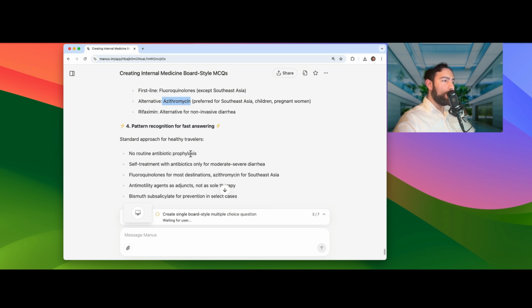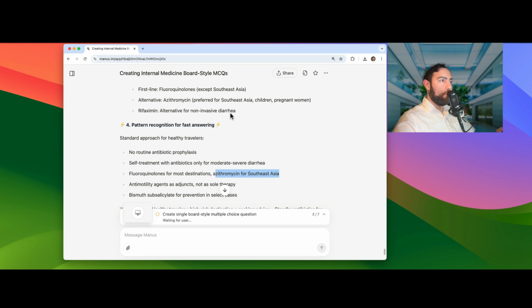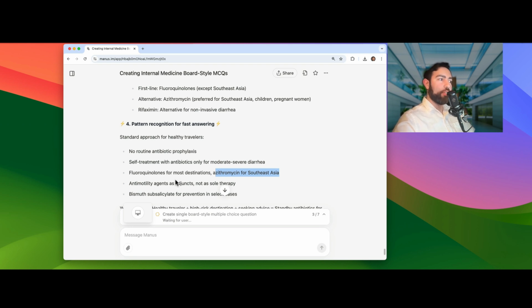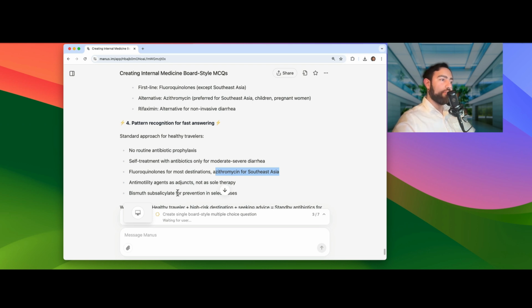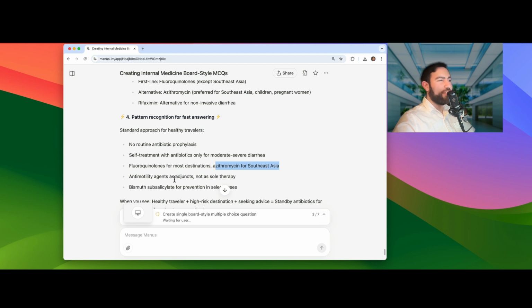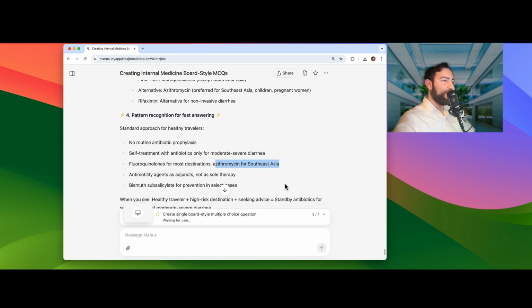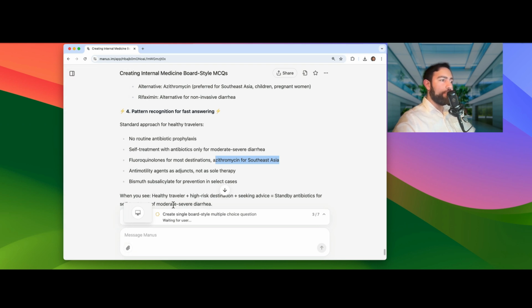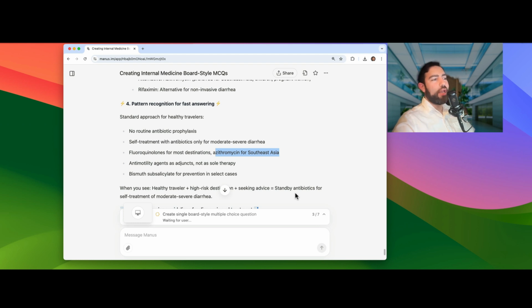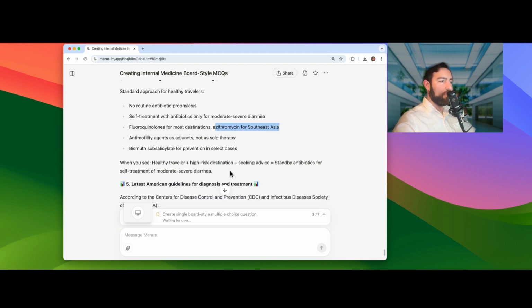And so the standard approach for a healthy traveler: no routine antibiotics for prophylaxis, self-treatment with antibiotics only for moderate to severe, fluoroquinolones for most destinations, azithro specifically for Southeast Asia, children, and pregnant women, antimotility agents as adjuncts but not as sole therapy, and do not use in severe diarrhea, blood, or any red flags with the diarrhea, which can actually cause the toxins to be retained and increase the risk of worsening infection. So in general, don't recommend it unless it's very mild. Bismuth subsalicylate for prevention in select cases. I have not seen that board tested multiple times. When you see a healthy traveler, high risk area seeking advice, standby antibiotics for self-treatment, only moderate to severe. Okay, so that's the key takeaway.